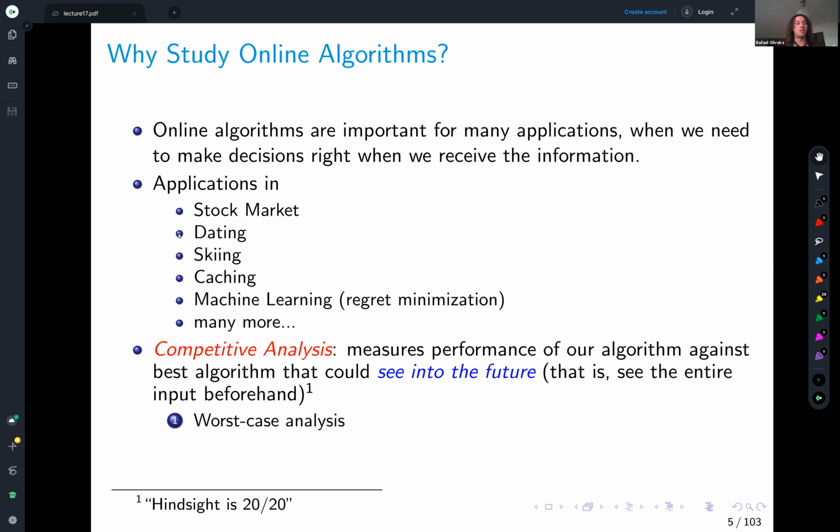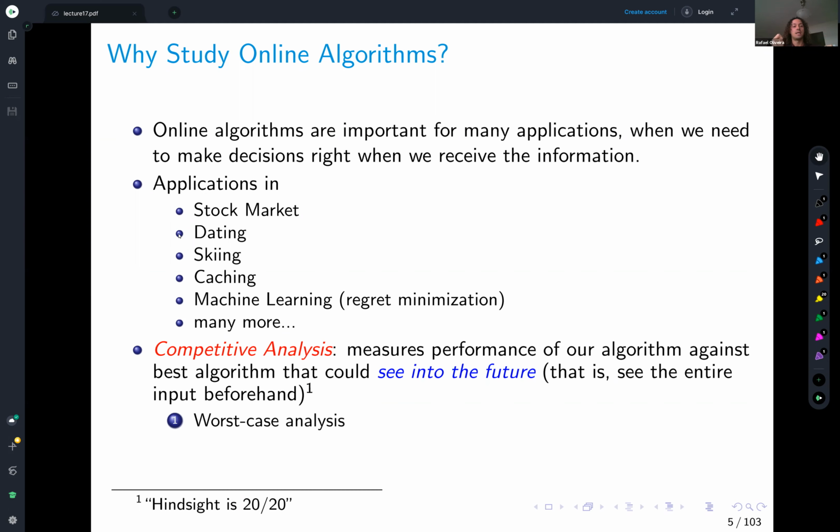But what makes a lot of sense here is the competitive analysis. And what is a competitive analysis? We're going to measure the performance of our algorithm against the best algorithm that could even see into the future. Take your online input, where your algorithm is not allowed to see the entire input as it's making its decisions, and compare that to the best algorithm that could see the whole input and could just run knowing what's going to happen in the future. You want to compare your algorithm to the best algorithm that could see into the future. Does that make sense?